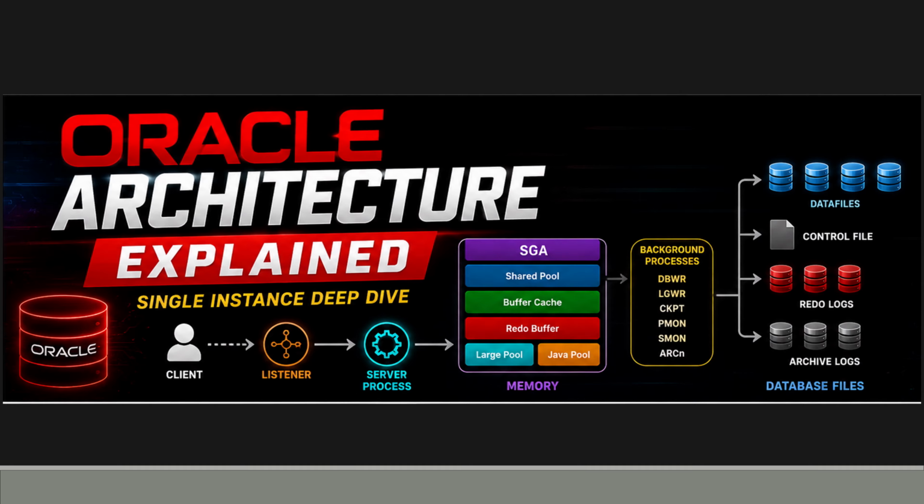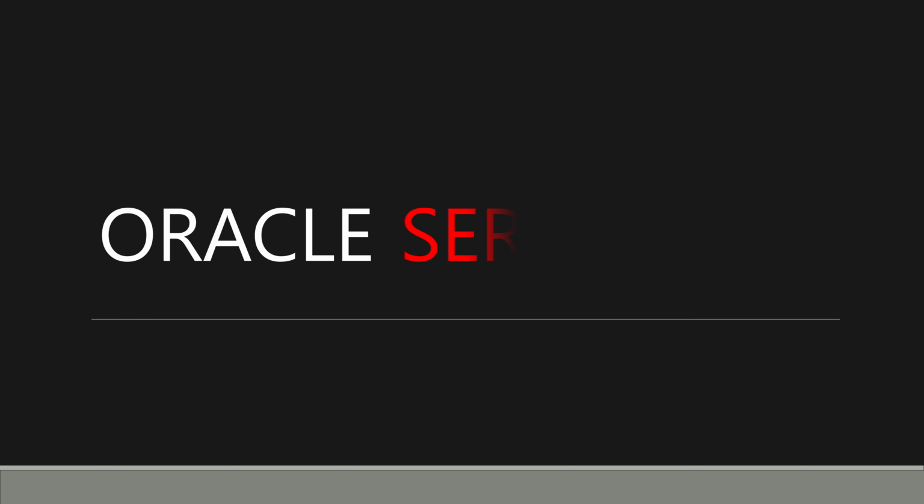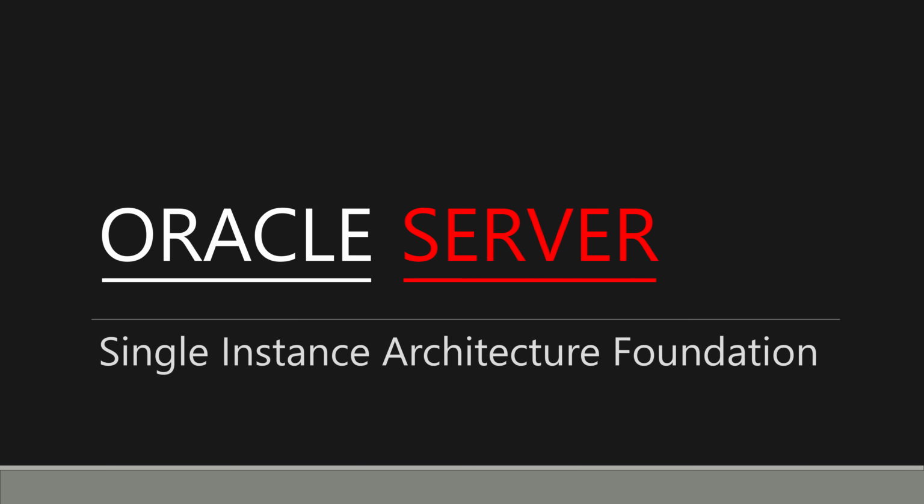In today's video, we are going to deeply understand Oracle single instance architecture step by step using visual flow diagrams. We'll understand how client connection works, how memory structure operates, how Oracle processes SQL, how background processes function, and how Oracle safely writes and protects data. So let's start from the core foundation of Oracle architecture.